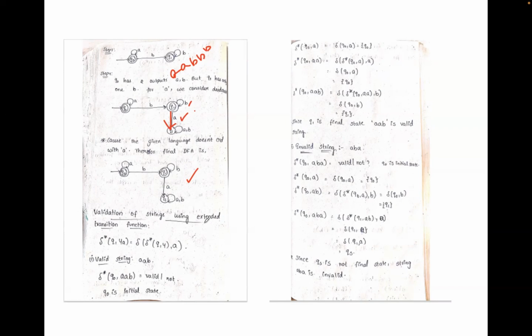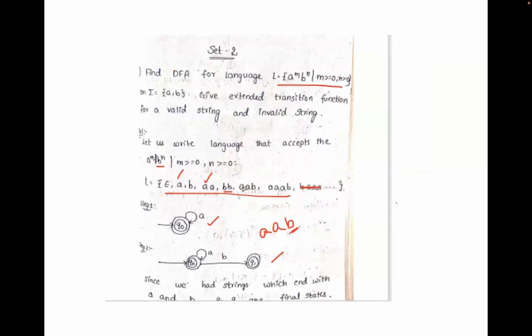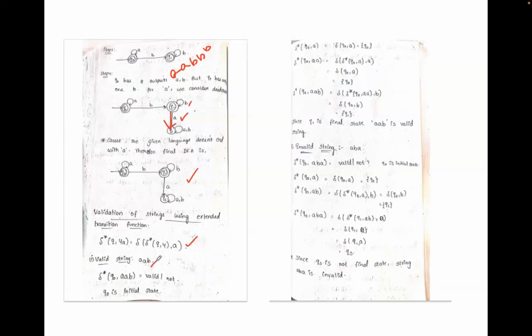Now we need to validate strings using the extended transition function, and this is the notation for that. First we need to pick one valid string from the language. Here you can see AAB is a valid string. So take that, and we need to prove why it is valid. For that, take this transition function. In place of Q, we place Q naught, and here you need to place the input string. Q naught is the initial state.